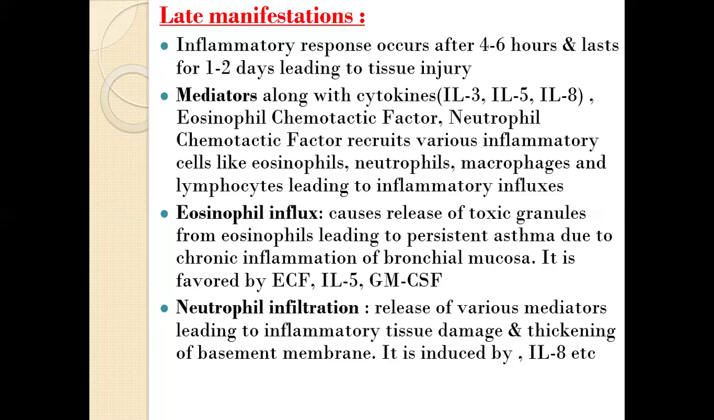Such inflammatory influxes include eosinophil influx, which causes the release of toxic granules from eosinophils, leading to persistent asthma due to chronic inflammation of bronchial mucosa. It is favored by ECF, IL-15, GM-CSF. Neutrophil infiltration occurs by the release of various mediators, leading to inflammatory tissue damage and thickening of basement membrane. It is induced by interleukin 8.